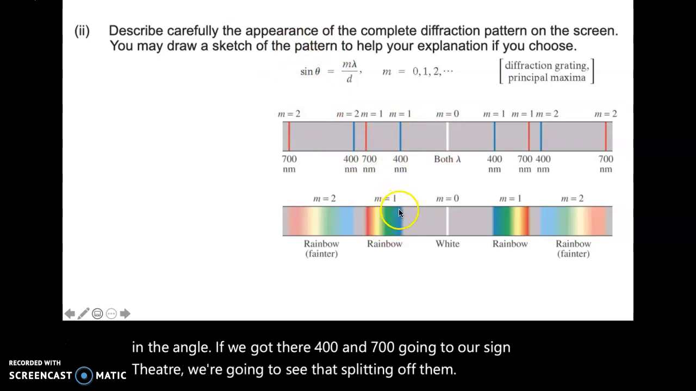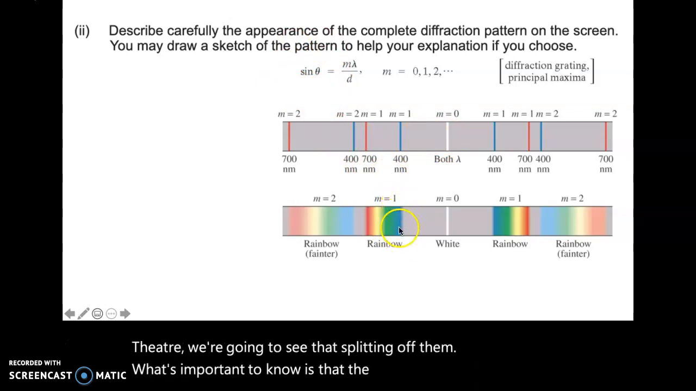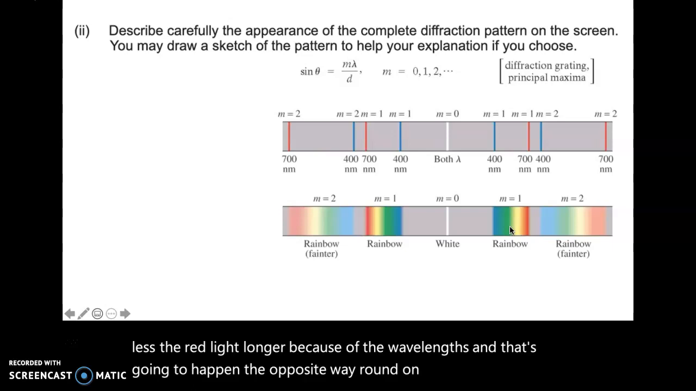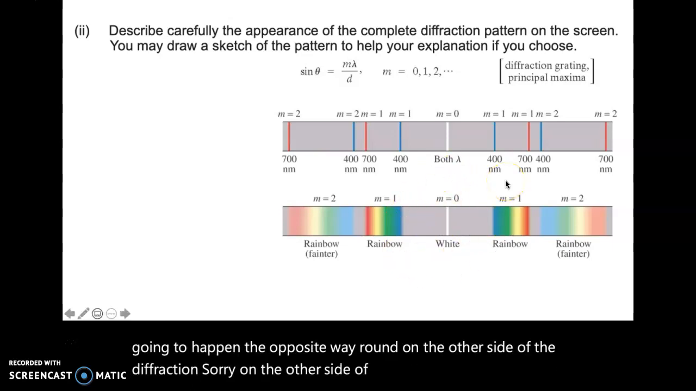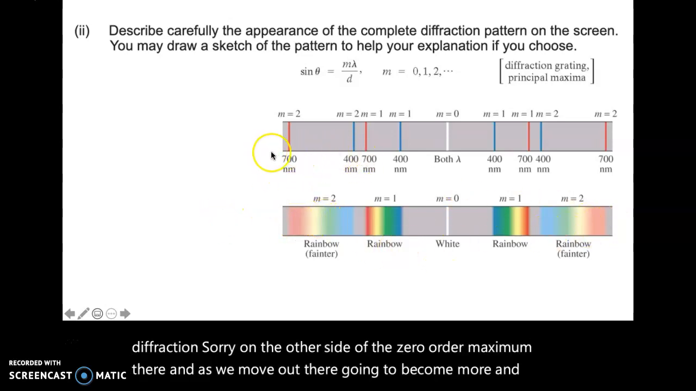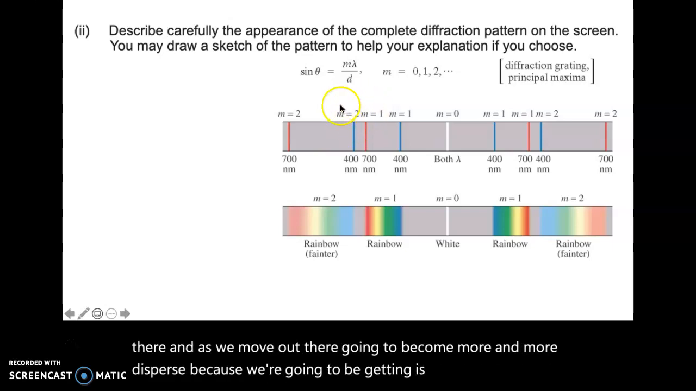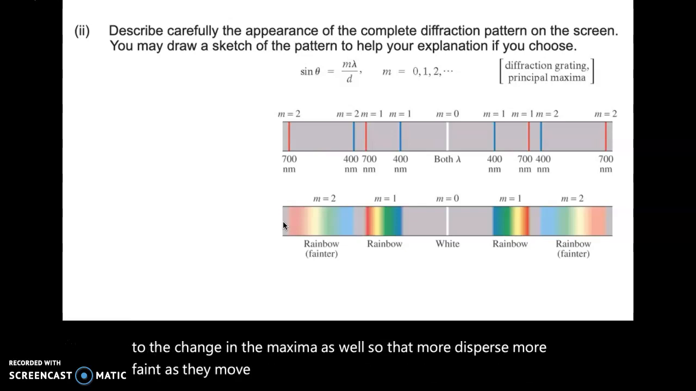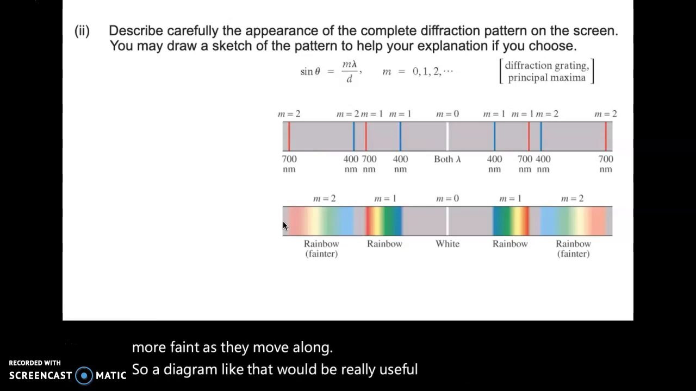What's important to note is that the blue light is diffracted the least, the red light the most because of the wavelengths, and that's going to happen the opposite way round on the other side of the zero order maximum there. And as we move out, they're going to become more and more dispersed, because we're going to be getting a larger effect due to the change in the order as well, so they're more dispersed, more faint as they move along. So a diagram like that would be really useful for you to add to your answer.